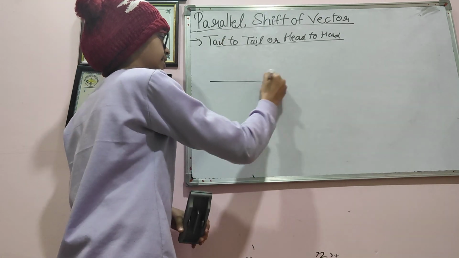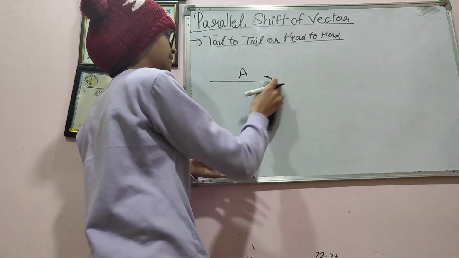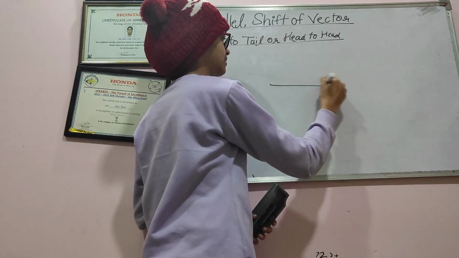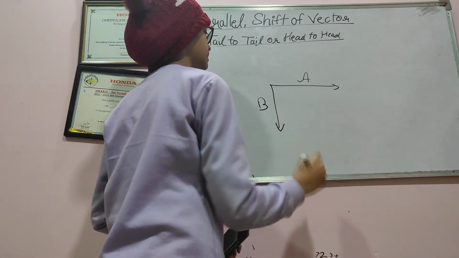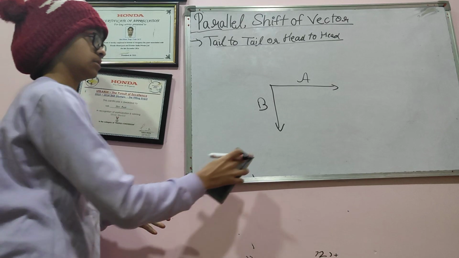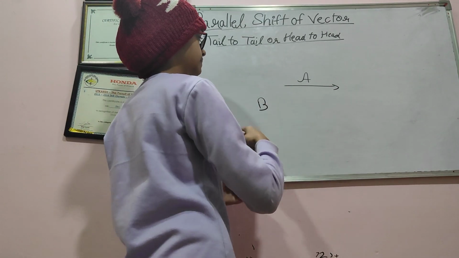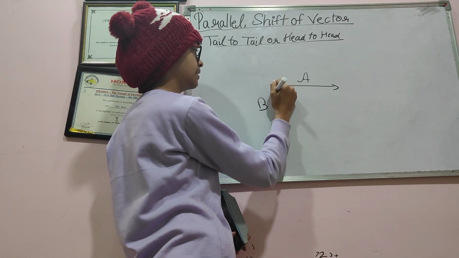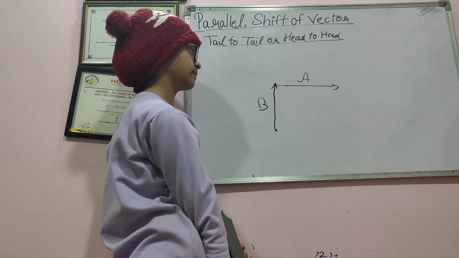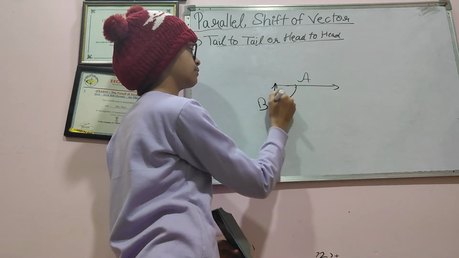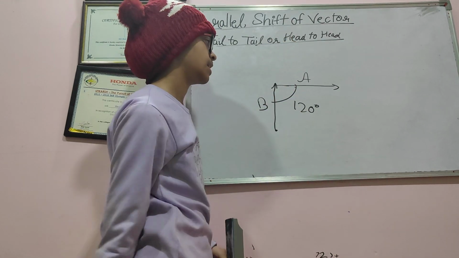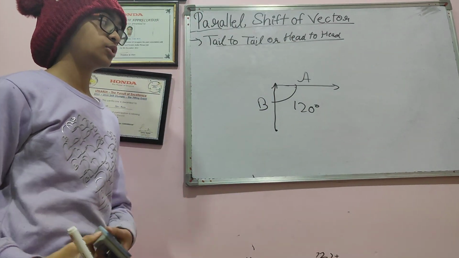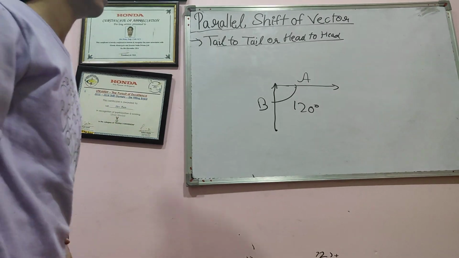Imagine we have a vector A. Wait, let me draw it bigger. A and B. I have vectors A and B. It is connected tail to head. This angle is 120 degree. I know this is a 90 degree angle. Okay. So, I told you to parallel shift of vectors.